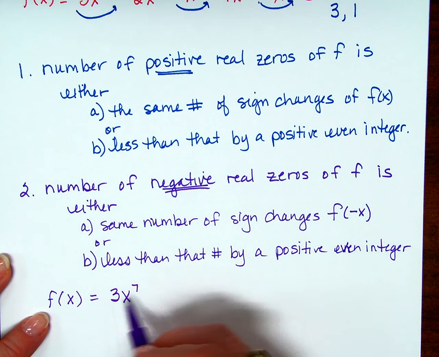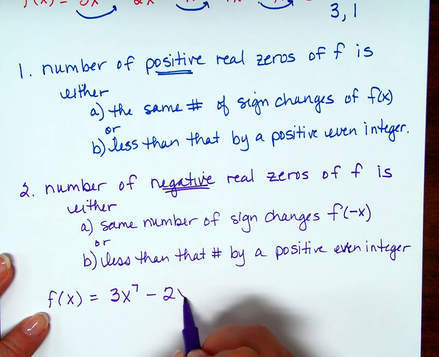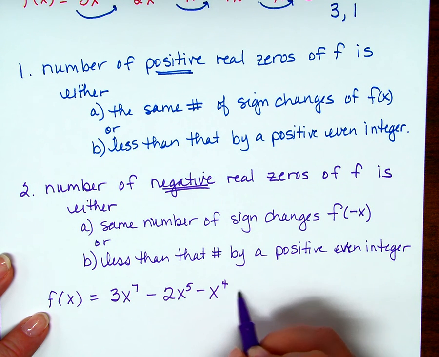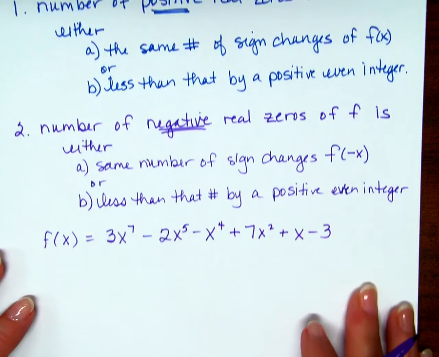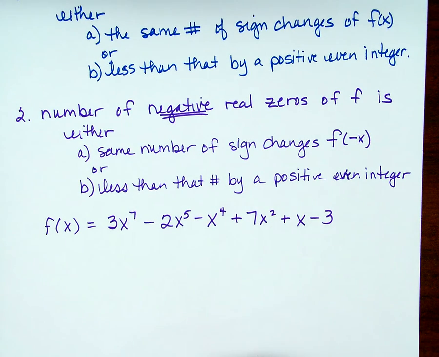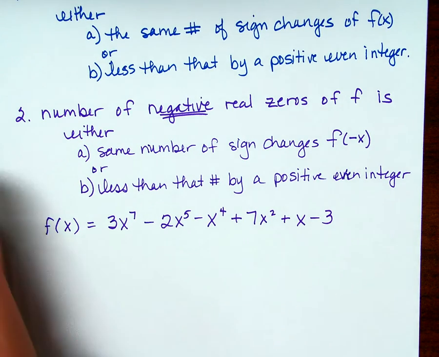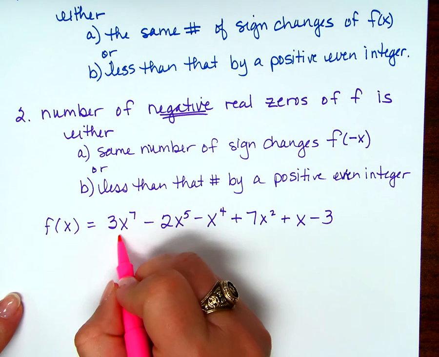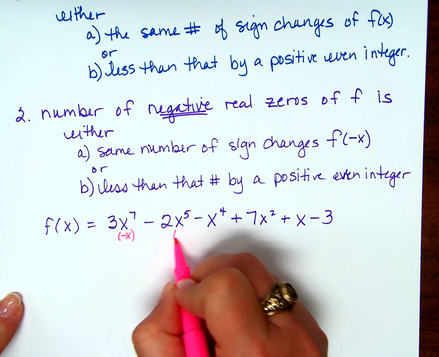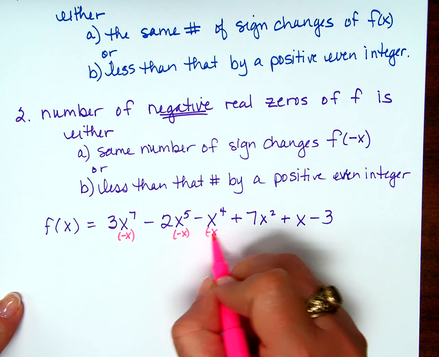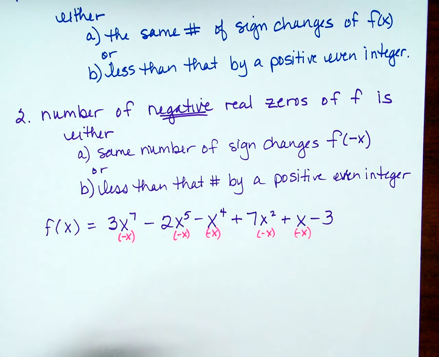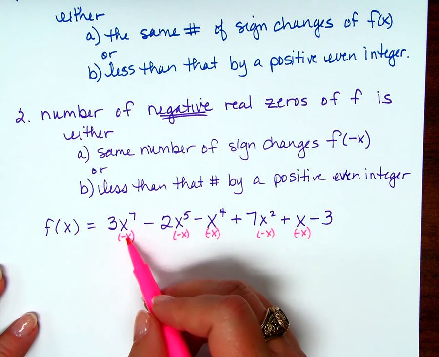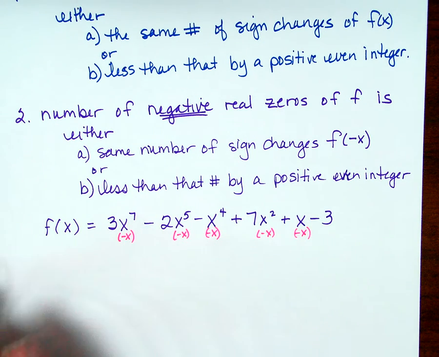So our function was f of x equals 3x to the 7th minus 2x to the 5th minus x to the 4th plus 7x squared plus x minus 3. Okay? So what I need to do is every x, I need to change it to a negative x. Now if I change it to a negative x, what happens if I raise a negative x to the 7th power?